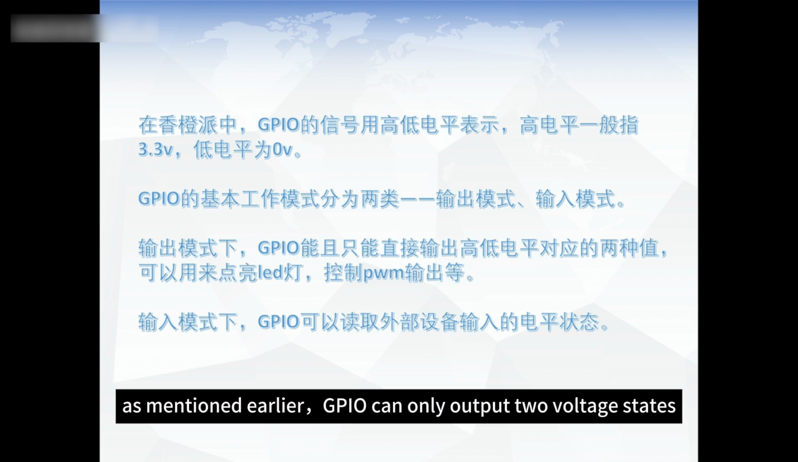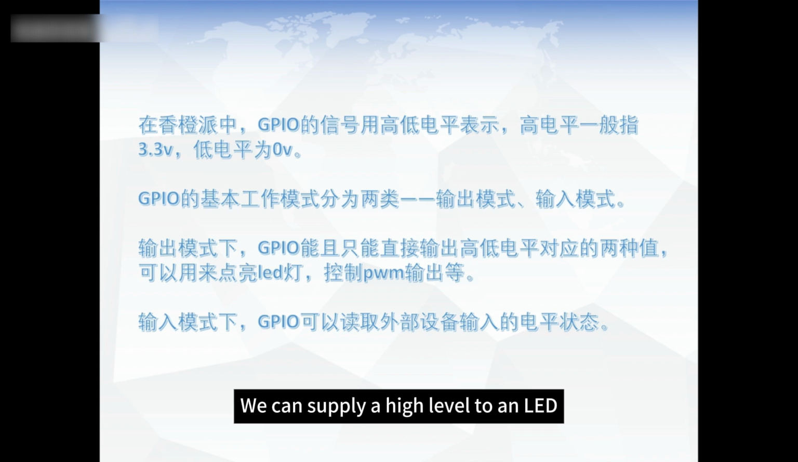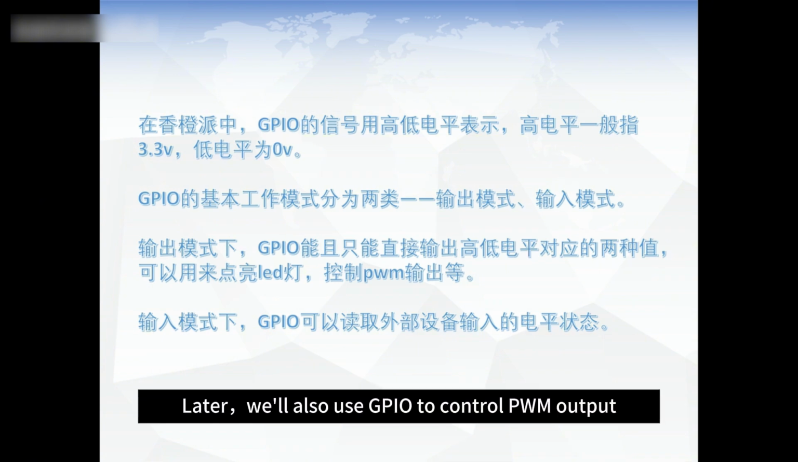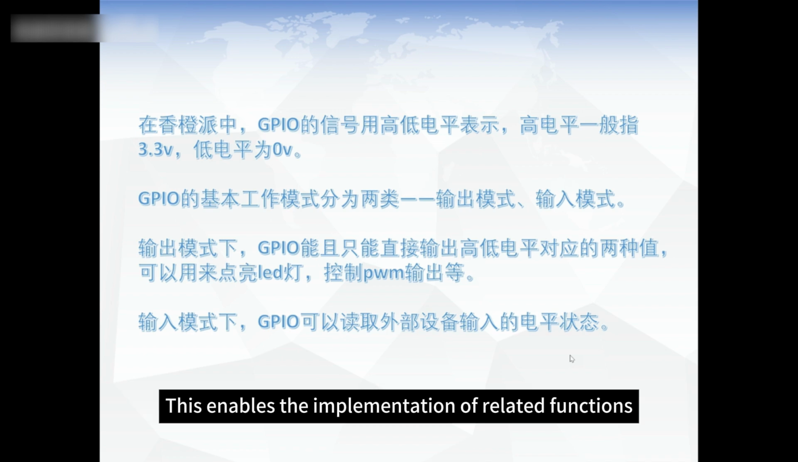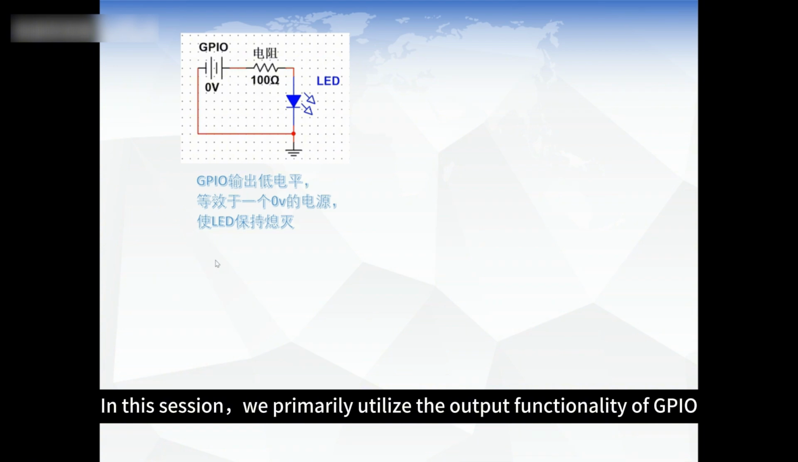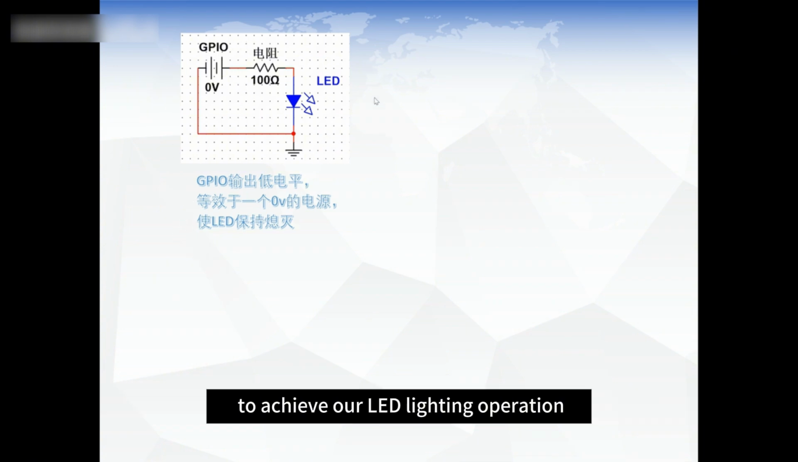In output mode, as mentioned earlier, GPIO can only output two voltage states. We can supply a high level to an LED to illuminate it. Later, we'll also use GPIO to control PWM output. In input mode, GPIO can read the voltage levels from external devices. For instance, it can detect whether an external input is high or low. This enables the implementation of related functions. In this session, we primarily utilize the output functionality of GPIO to achieve our LED lighting operation.